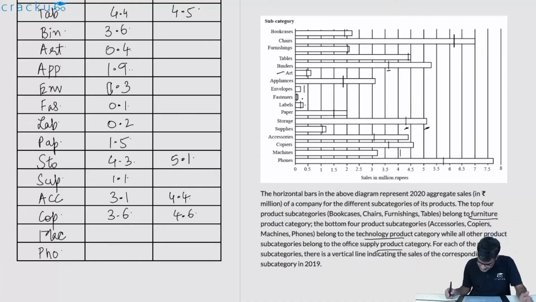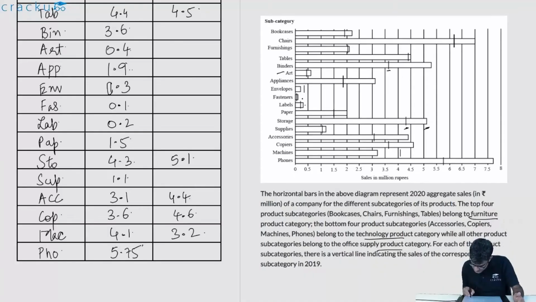Then we have machines, which was 4.1, but this has actually decreased. This has become 3.2. So machines also we can ignore because even though the sales are greater than 4 million, there is a decrease in the sales from 2019 to 2020. Phones is the last category. So this is from around 5 or 5.75. It seems to be right in the middle, so we'll give it as 5.75.